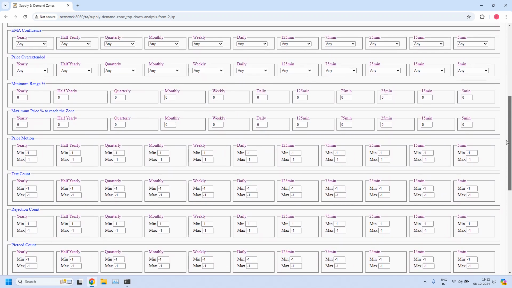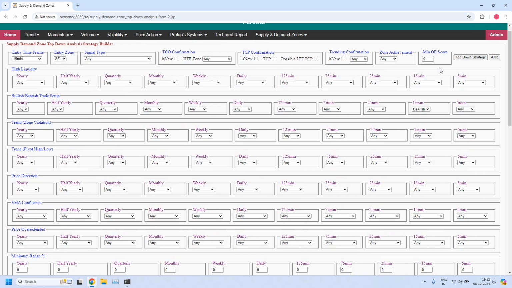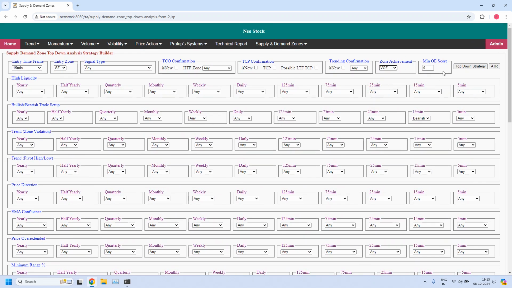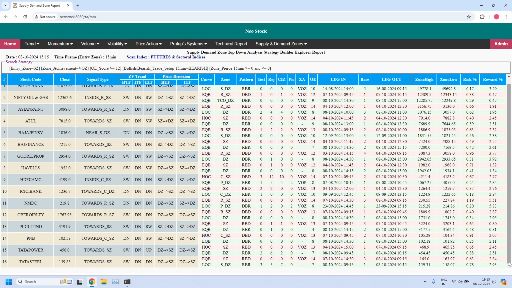So in the pierced column, pierced count, 15 minutes minimum value I am setting 0. Maximum value 0, that means zone is not pierced. Zone achievement violated opposing zone, minimum odd enhanced score is 12. All the 3 filters are applied to 15 minute supply zone. Let's filter. So we got 16 stocks are filtered. This includes NIFTY Bank. Scrolling the list down. So total 16 stocks.